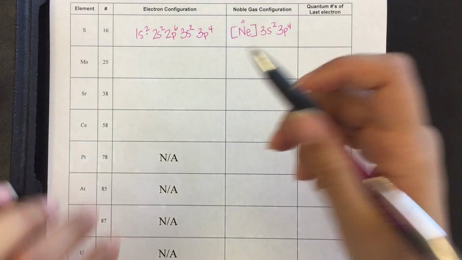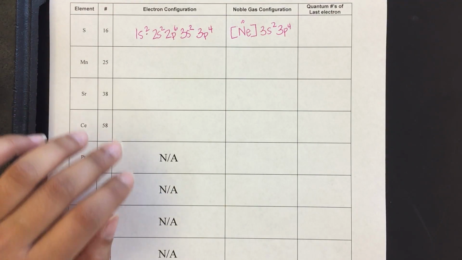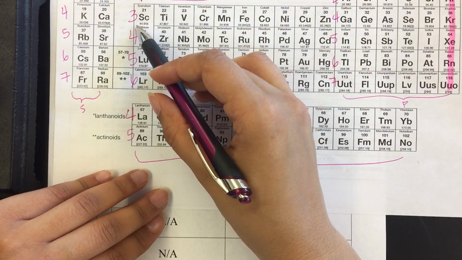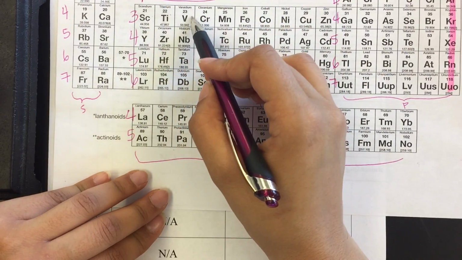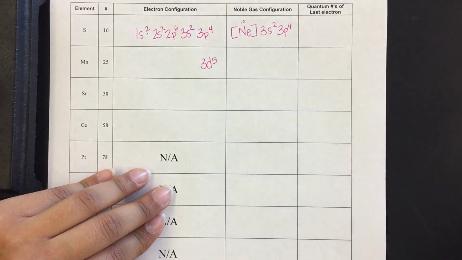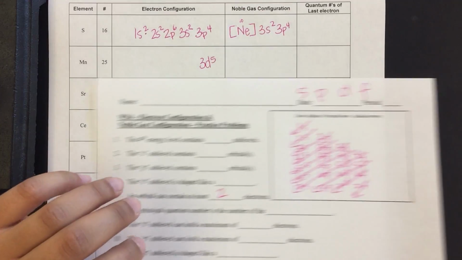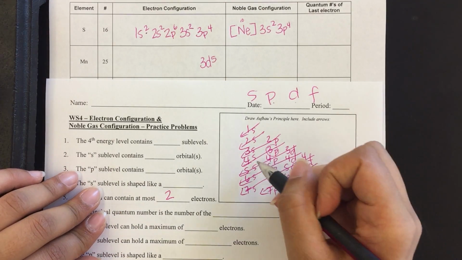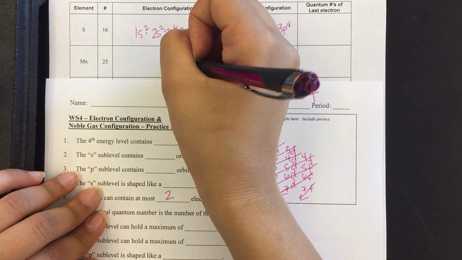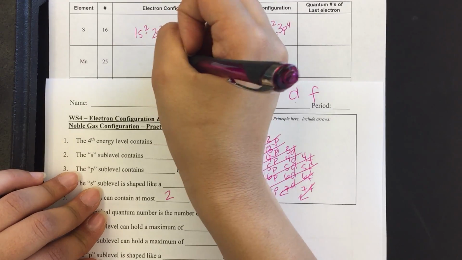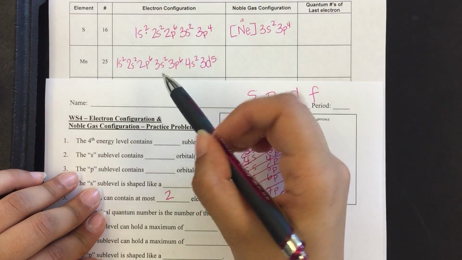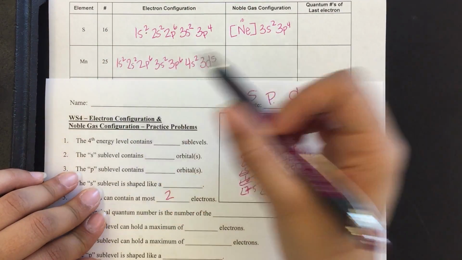So if we do one of the other ones, if we do manganese, 25 electrons, it's going to end at 3d5. Before 3d comes 4s, so 4s2. Before 4s is 3p6, 3s2, 2p6, 2s2, and 1s2. I'm just going fast, right? If I add all these up together, I get 25.